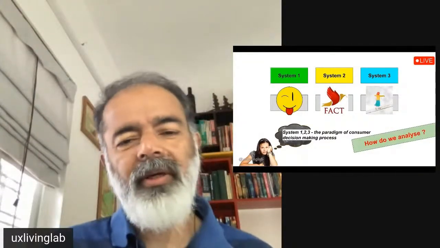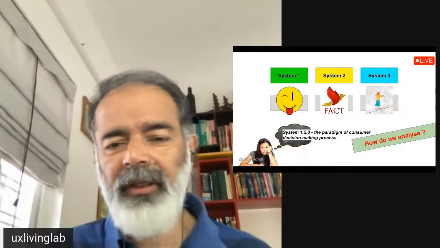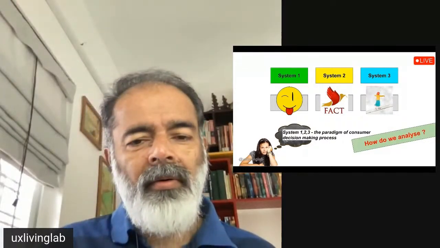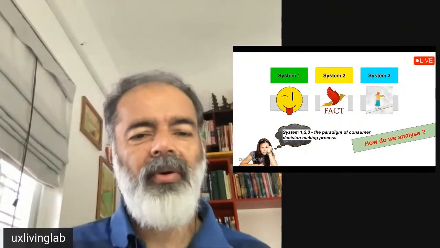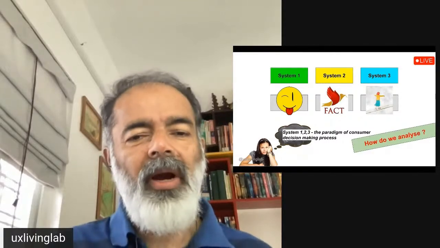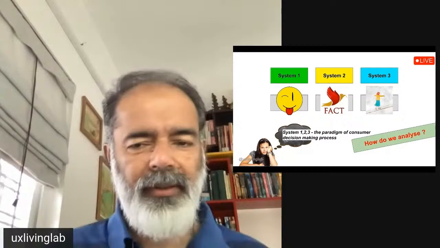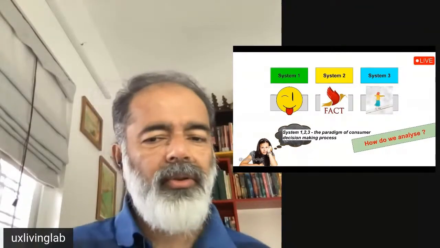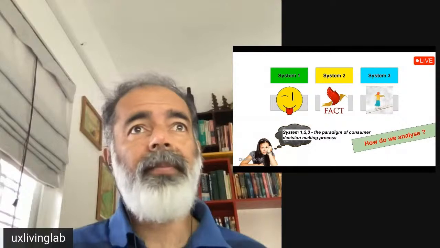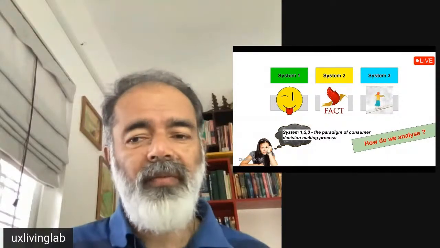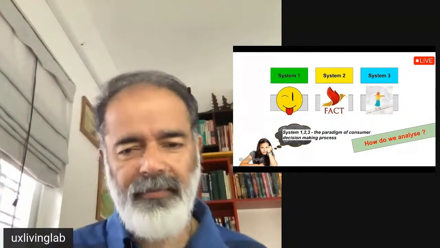Today we are talking about the system 1, 2, 3 thinking process: how consumers think or visualize while purchasing, and how we can analyze this situation. How we can analyze this thinking process. That is based on a paradigm, a psychological model. It's called system 1, 2, and 3 thinking.